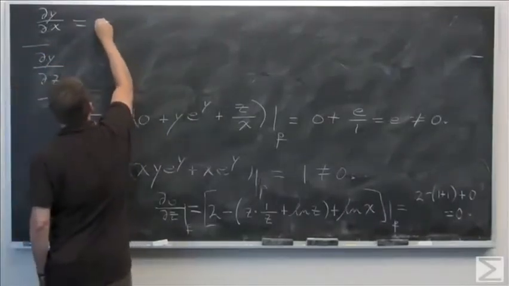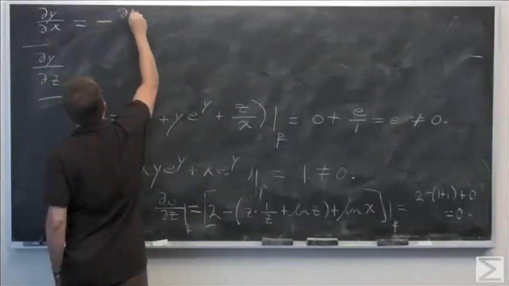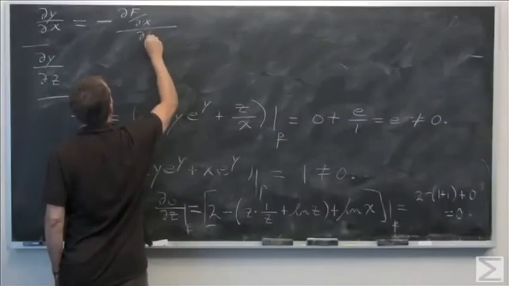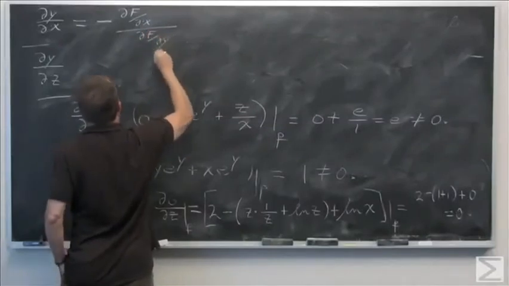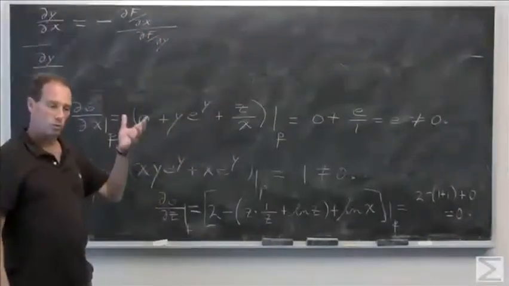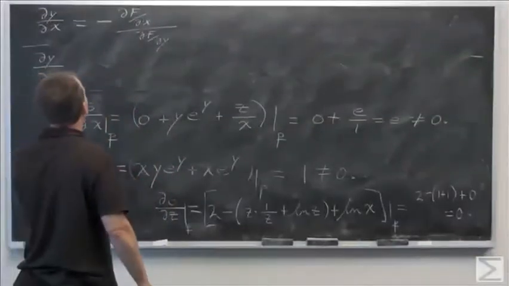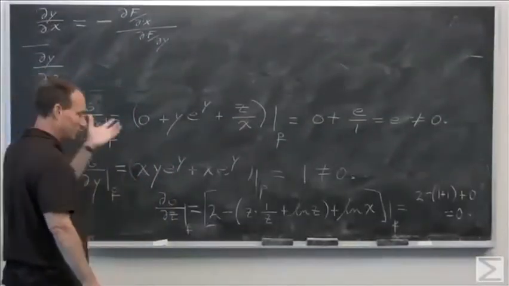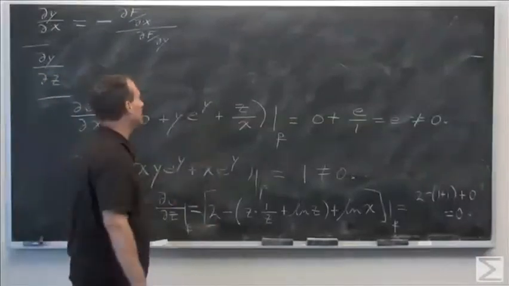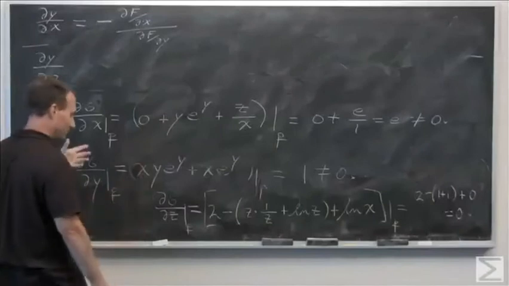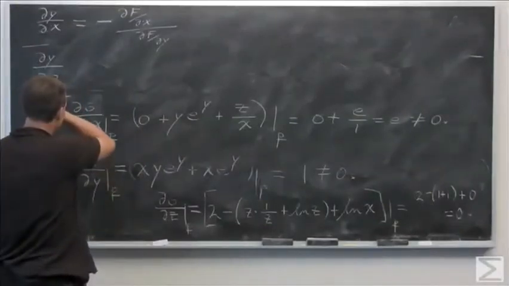It's the same type of formula. You get negative the partial derivative of f with respect to x divided by the partial derivative of f with respect to y. And now we're in the case where we're solving for y in terms of x and z, so there exists a function g, so that y equals g of x, z.